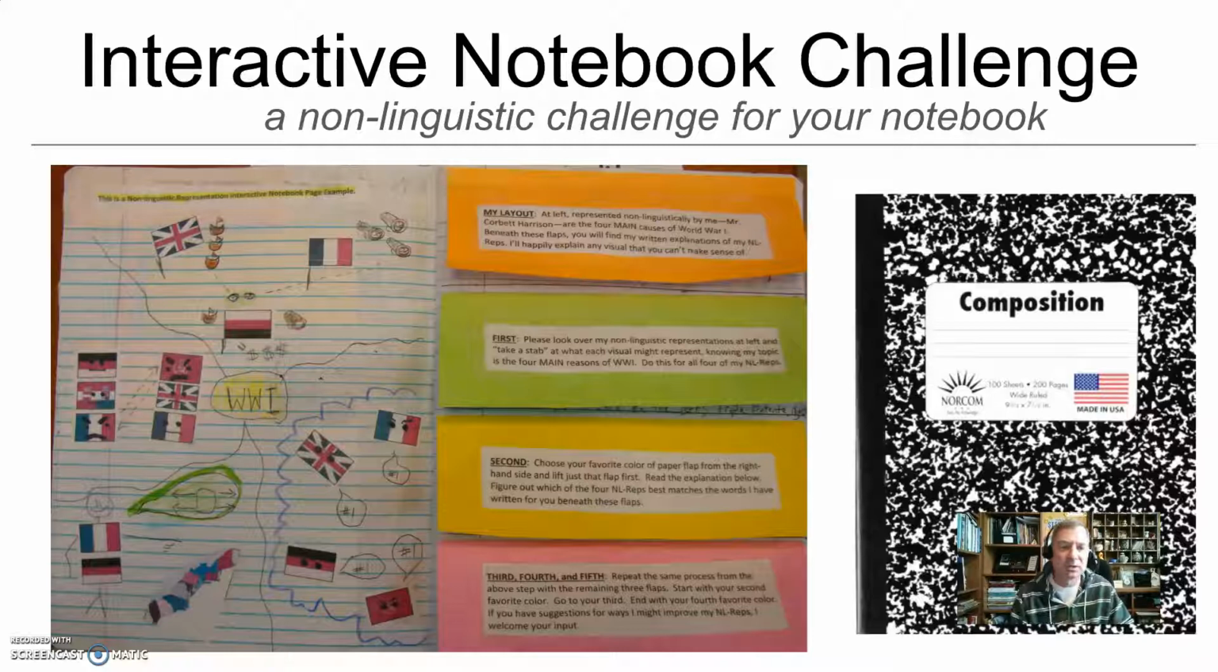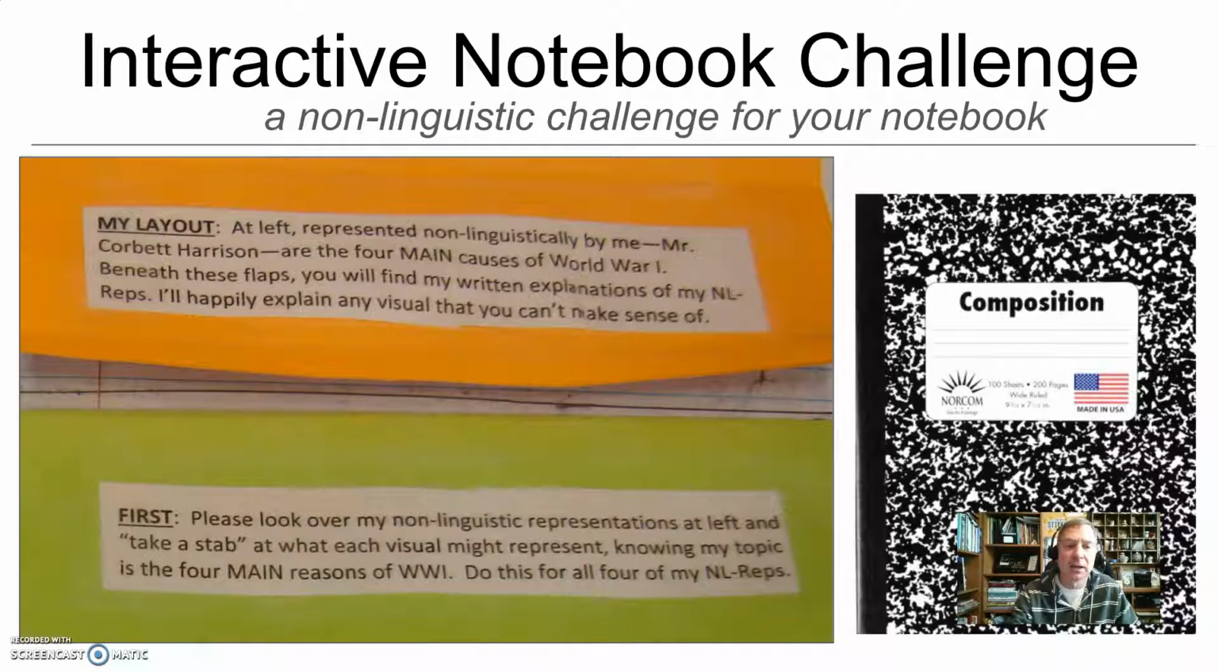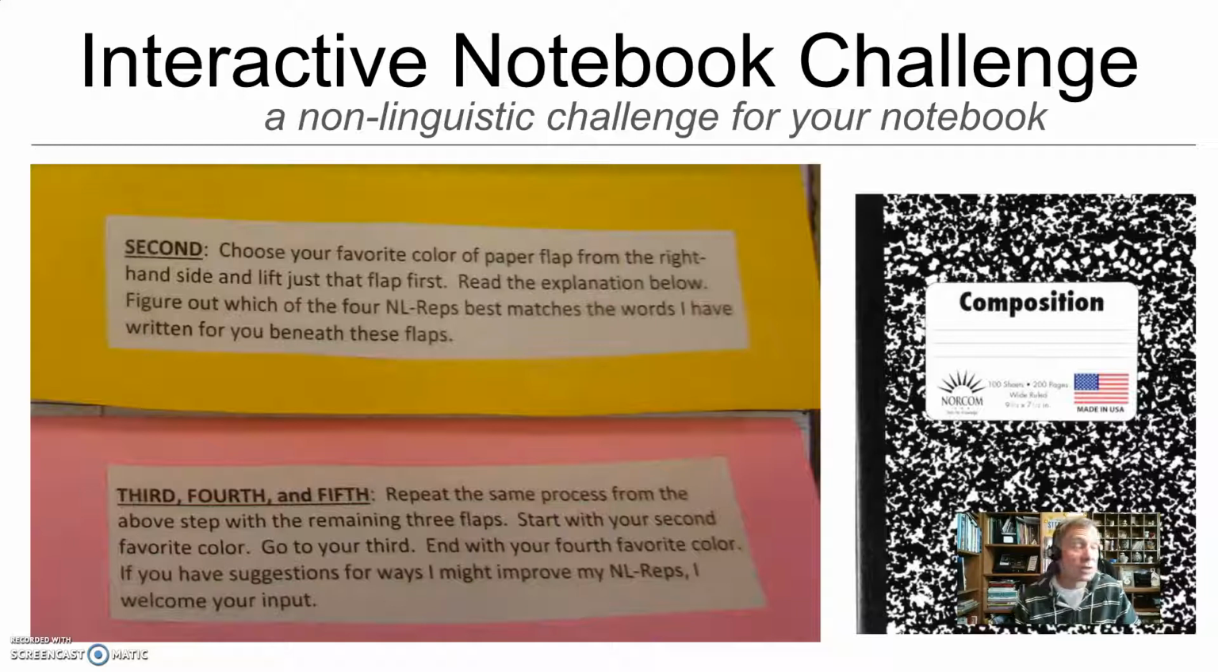So they would next just take guesses on what those four sectioned pieces, non-linguistic representations, mean. And so, coming back here, next they have to choose their favorite color from my four colored flaps, and they have to lift it, read what's under it, and then try to discover which of the four pictures that flap is describing, and then they have to repeat the process over there where it says third, fourth, and fifth.